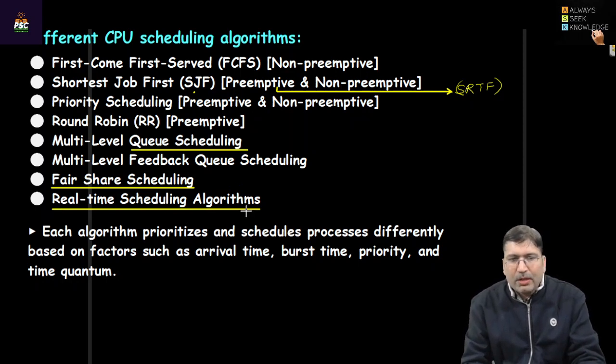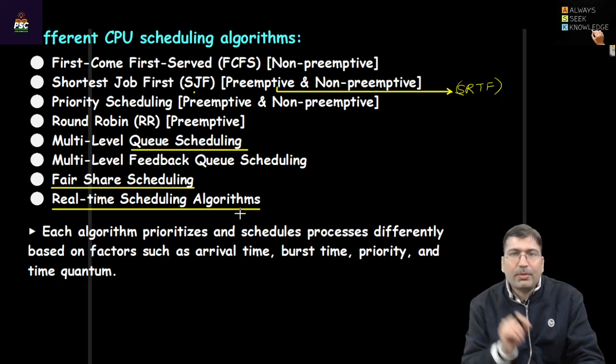Then real-time scheduling algorithms. As we have already discussed in types of operating system, one of the very famous and prominent operating systems is the real-time operating system. In such kind of systems, every process has a deadline, right? So in real-time CPU scheduling, the decision will be made by considering two things. One is the priority of the process and another is the deadline of the process.